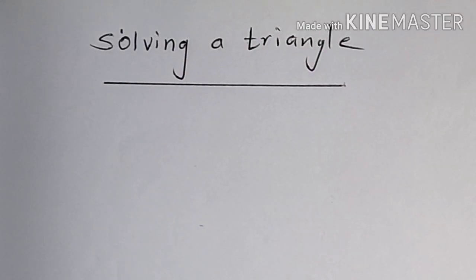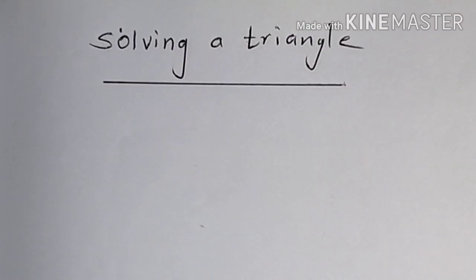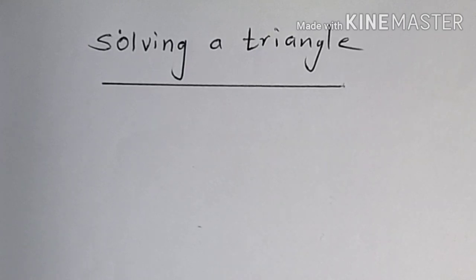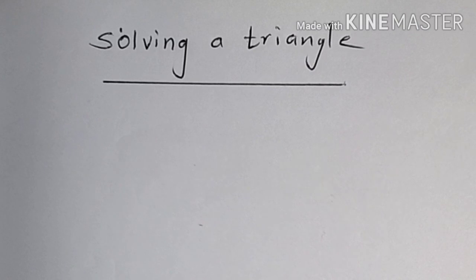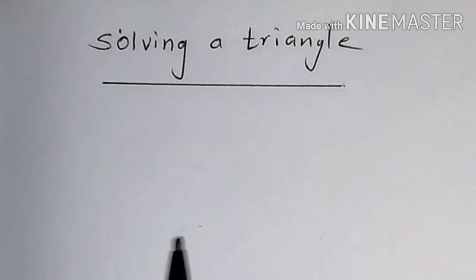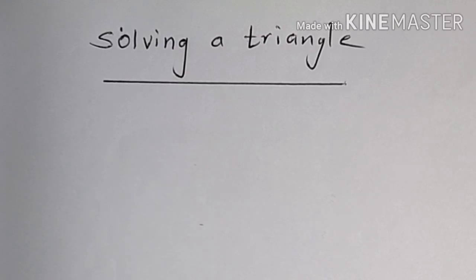Solving a triangle. Solve means we want to find unknown quantity or quantities. Now solving a triangle means we have to find elements of triangle. There are 6 elements of triangle, 3 sides and 3 angles.